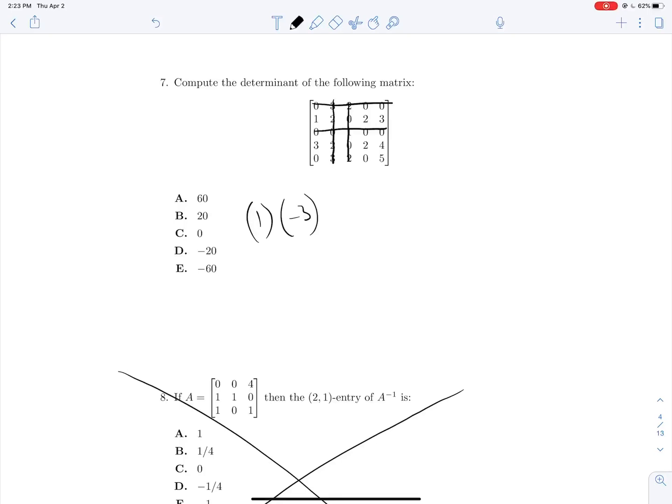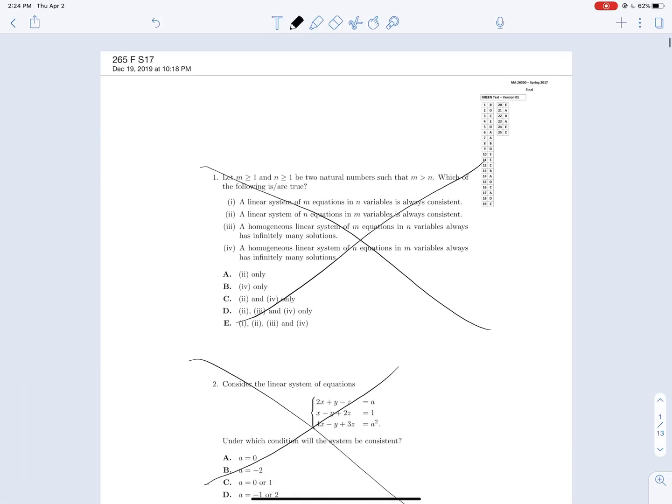Now we're just left with 9 elements: 1, 2, 3, a 3, 2, 4, and a 0, 0, 5. We see that that 5 will have the sign plus, minus, plus, minus, plus. And so we can multiply by 5 and cross out the row and the column that that 5 is in. And now we're left with a 2 by 2 determinant, which is 1, 3, 2, 2. This will give us -4 multiplied by that 3 is -12. -12 times 5 is -60. 7 is A.